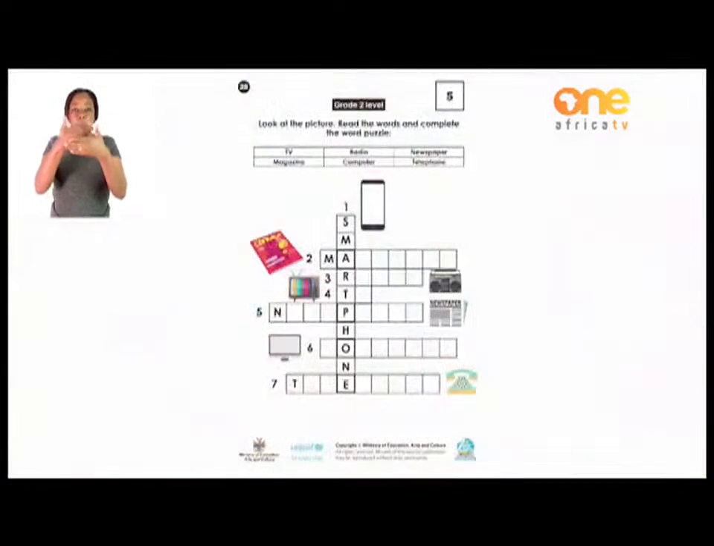Okay, now check with me on page 28. All the communicating tools are there, and we are going to enjoy doing this puzzle together. Now, the names of the communicating tools are up there in the block. There's a table on top there. The names are there. TV, in short of the television. You just say TV. Okay? And we have a radio, a newspaper, a magazine, a computer, a telephone.